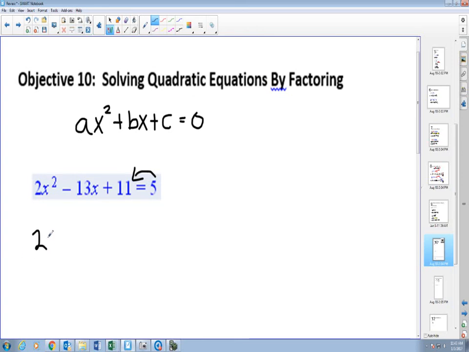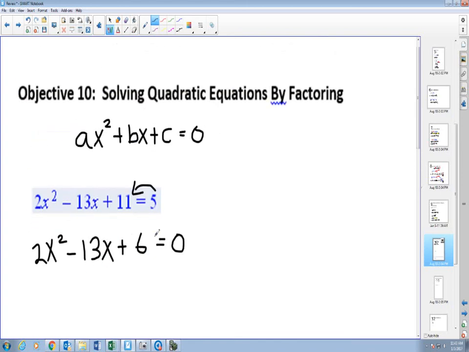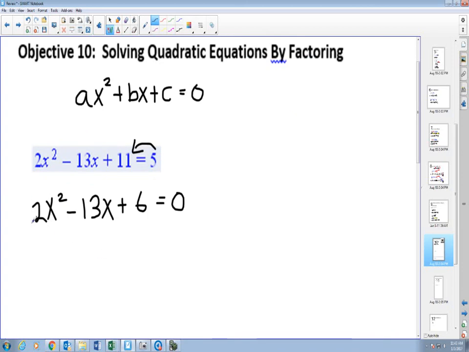Since my leading term 2x squared is positive, that means I'm going to move that 5 over. So that gives me 2x squared minus 13x. I'm going to move it and combine it in my head. 5 comes over, becomes negative, so that gives me positive 6 equal to 0. Alright, combine like terms if I needed to. Since I don't have any like terms here, I'm just going to factor this. Solving a quadratic equation by factoring.